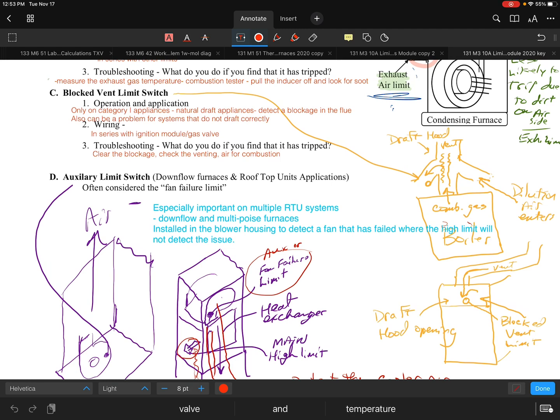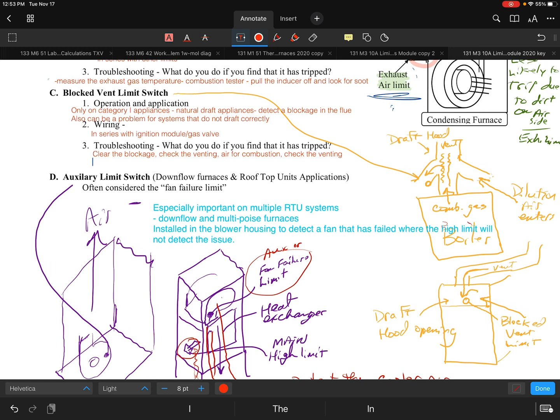Sometimes what'll happen is if there's a blockage in the chimney or the flue, or you've got a vent pipe that's collapsed or leaking or something like that. I'm going to just put on there, air for combustion, and I'm going to say on here, check the venting. That's what you've got to do. You've got to check the whole vent system, look it over, see what's going on in there, and make sure everything is good.